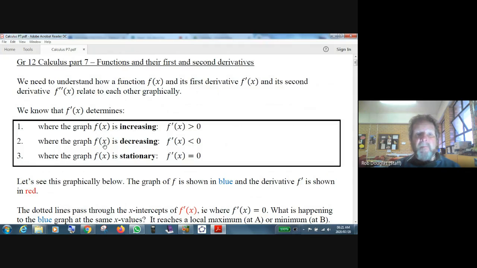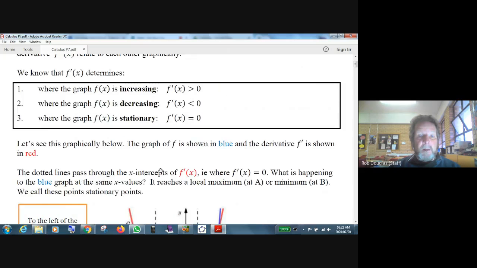When the graph of f of x is decreasing, that means the gradient's negative. F prime of x is less than 0. But when the graph of f of x is stationary, that means you've got a turning point, then the derivative must equal 0 right there.